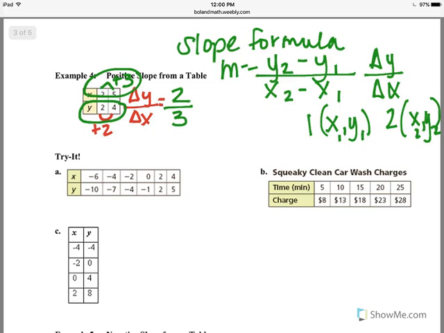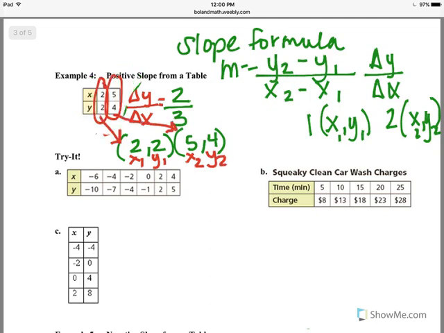So your coordinates for each of these, your first coordinate would be 2, 2, and your second coordinate would be 5, 4. All right, so now I'm going to show you how to plug this in. So this is XY, and this is XY. So this one is your first coordinate, so you would put X1 and then Y1. The next one would be X2 and Y2.